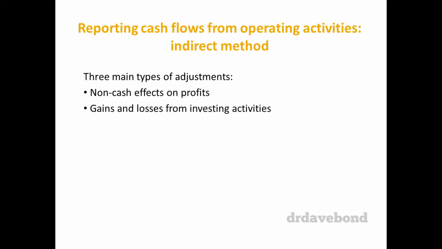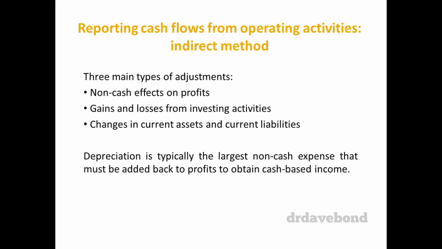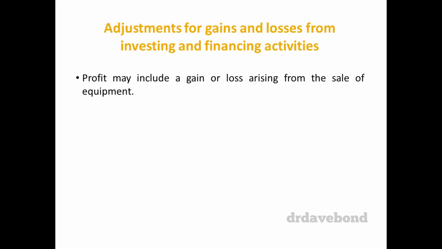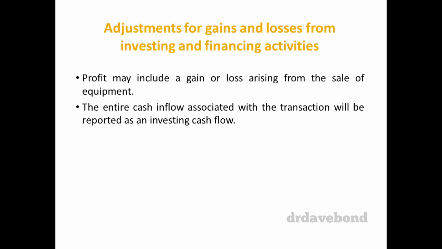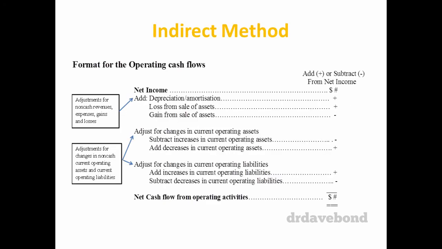It does appear in the income statement and it does affect net profit, but it doesn't go into the operating section of the cash flow statement. It goes into the investing section. So we need to strip it out. And thirdly, we need to account for changes in current assets and current liabilities. So I'll talk through what this means. Depreciation is typically the biggest. Profit may include a gain. That's just talking about the gain or loss that needs to be stripped out, so we don't need to talk about that too much.